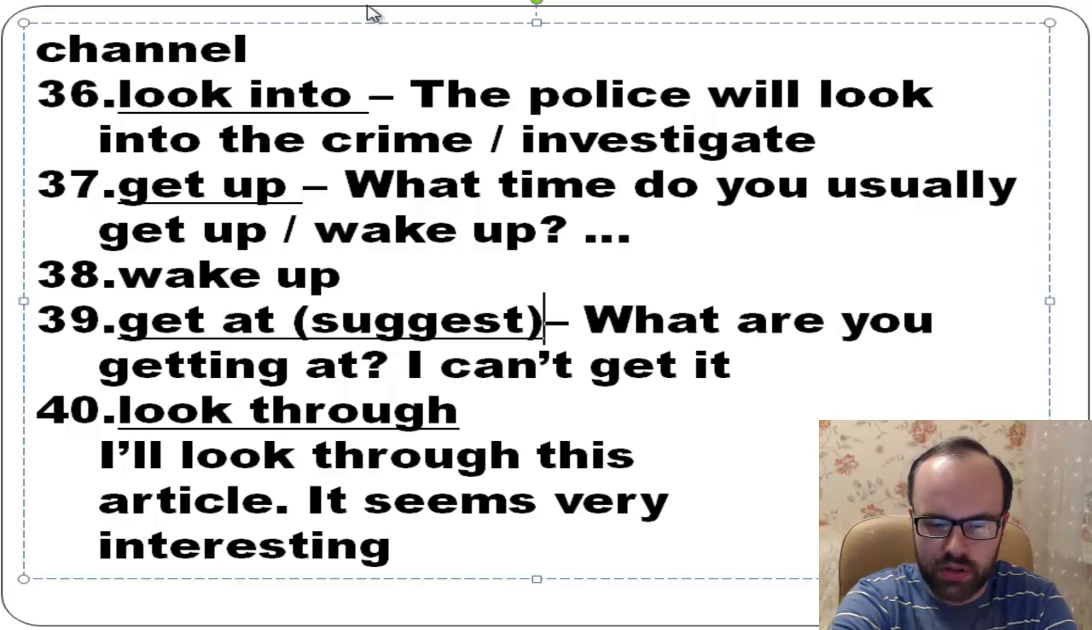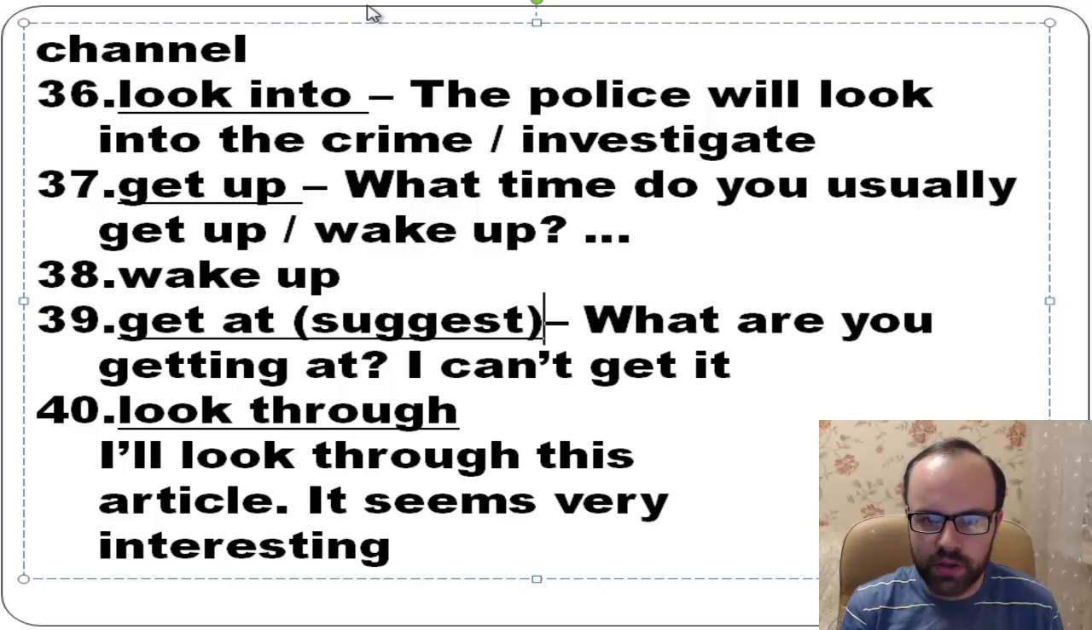Okay, so look through. I look through this article. It seems very interesting. So I'll have a look, but not just have a look. It means that I look through this article. I mean, I look at maybe some pages. I will read this book, but partly, not fully. I mean that I will read what will be interesting for me.